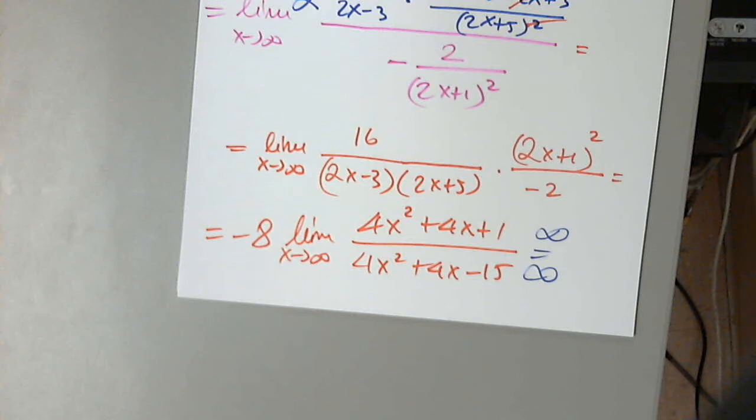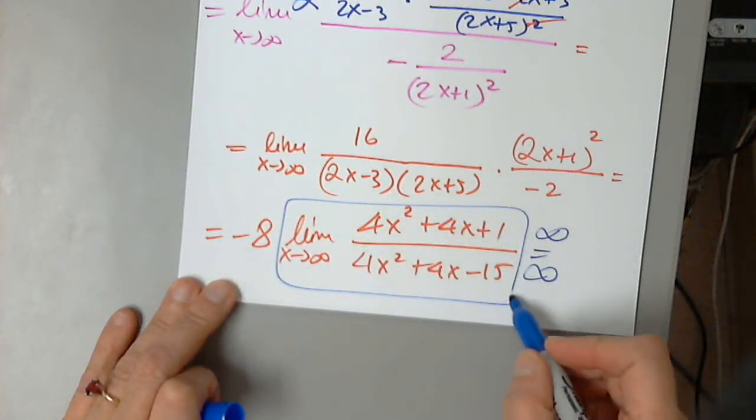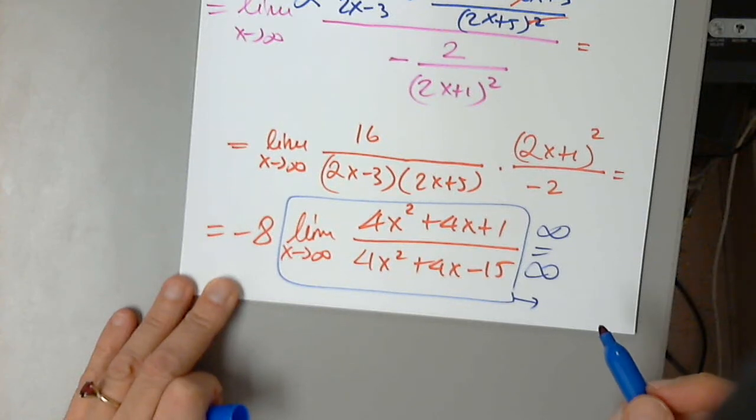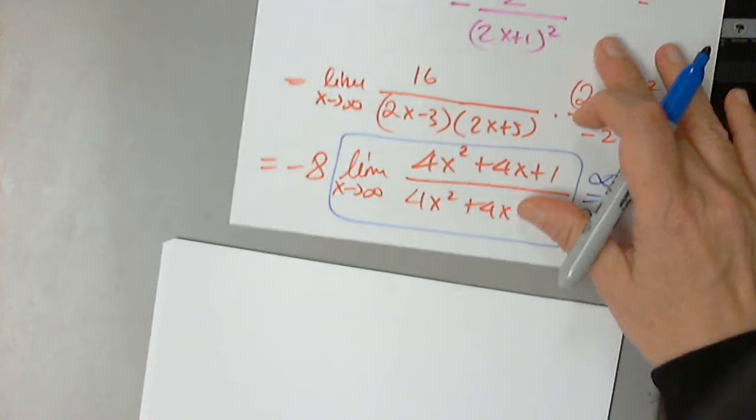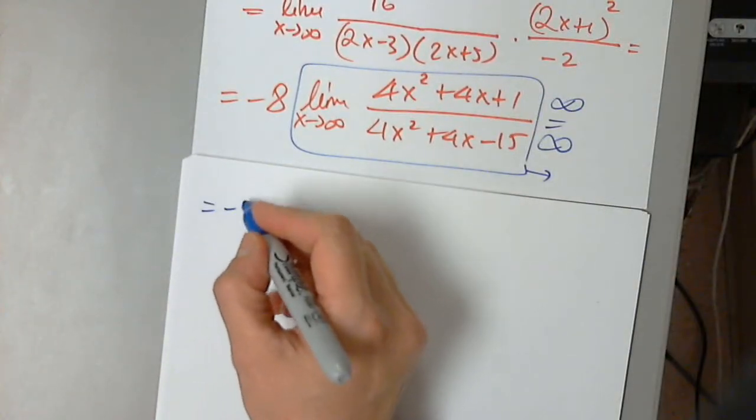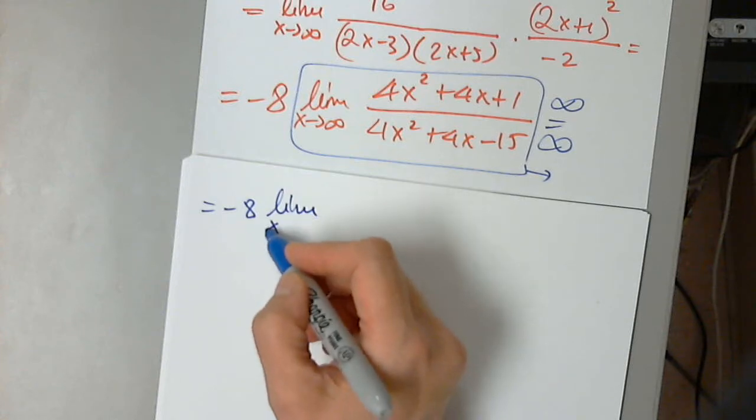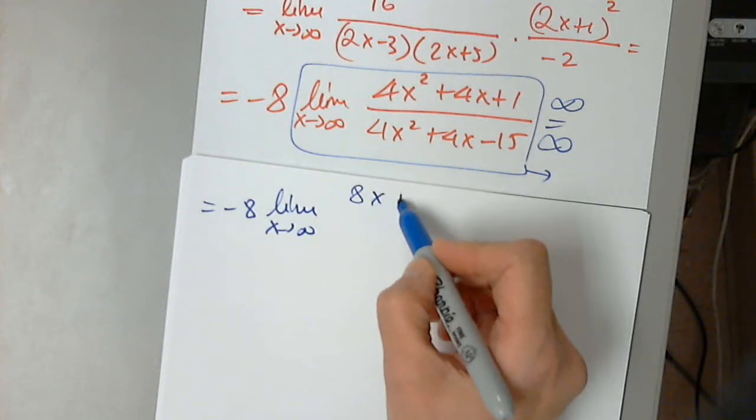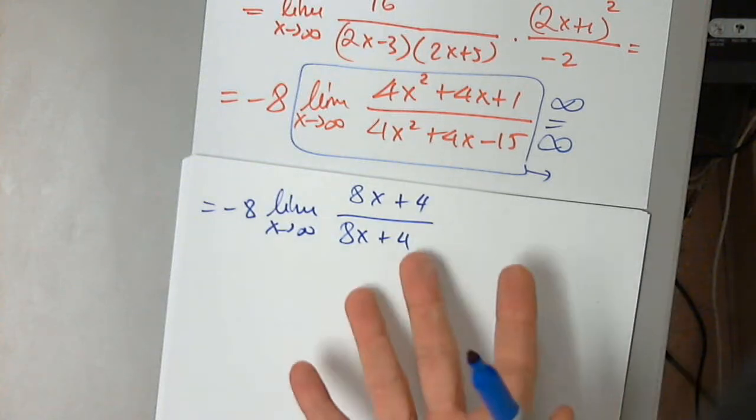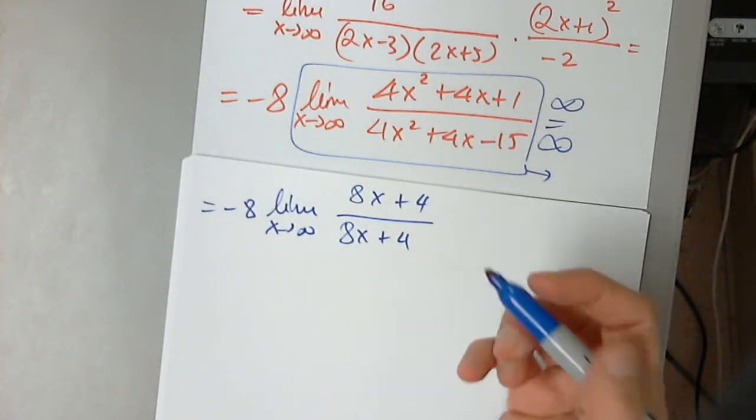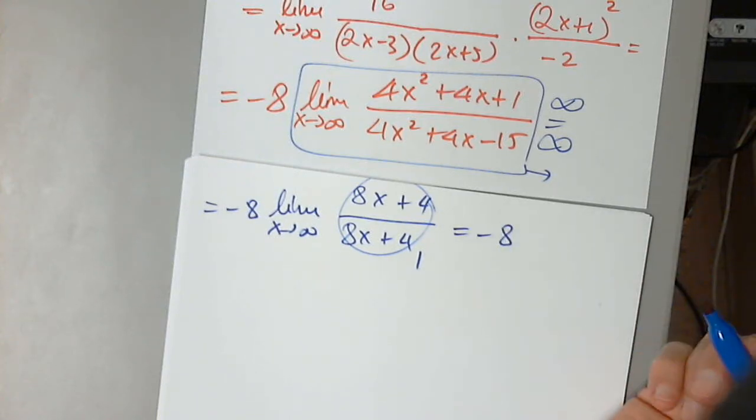So do I need to show this limit, or we know where this is going? Do we agree? Do we see why it's going to 1? We're not convinced. That's fine. So let's look at that. So this is negative 8. You agree that it's infinity over infinity. So we will apply L'Hopital's rule. So 8x plus 4 over 8x plus 4. And they are the same. So this must be 1. So that's why the answer is negative 8.